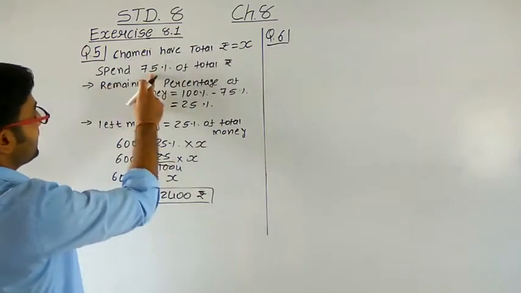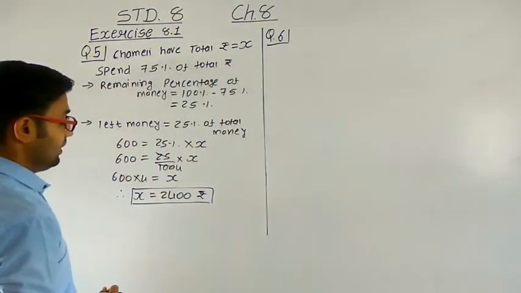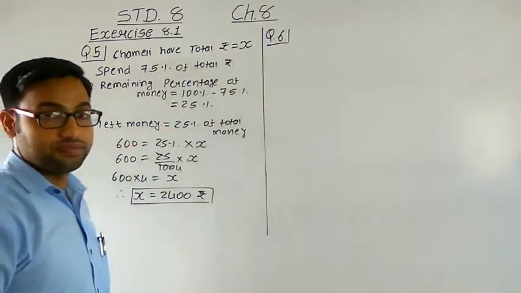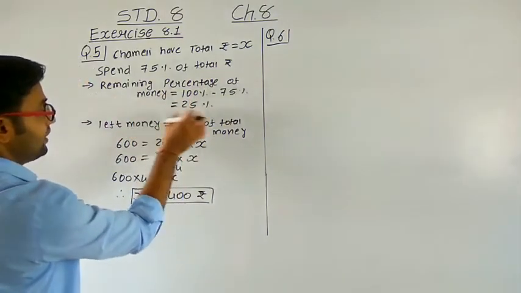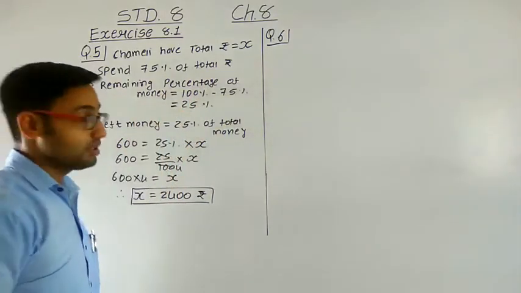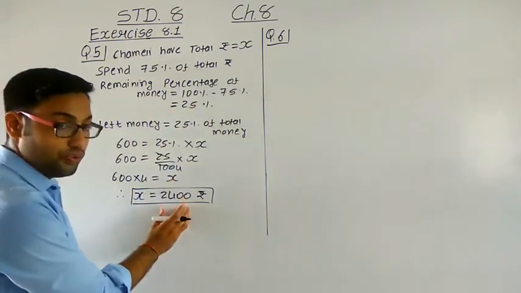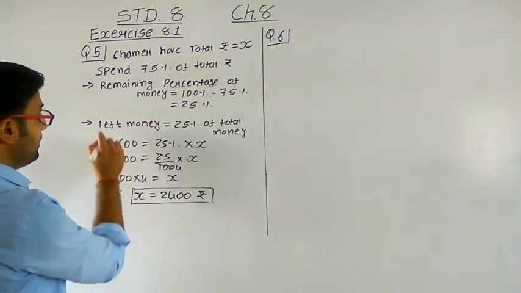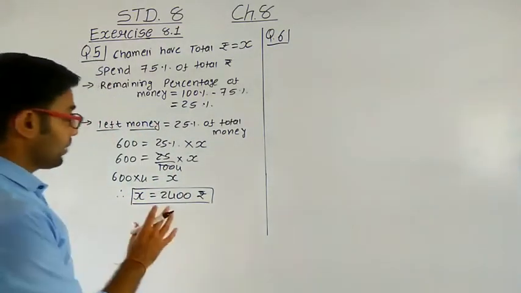Out of that, she spent 75% of the total rupees. Now she has left only 600 rupees. So what is the left percentage, the remaining percentage of the money? That is equal to 25%. So we can say that 25% of 2400 is equal to 600, the money she has left. Understand how to calculate this?